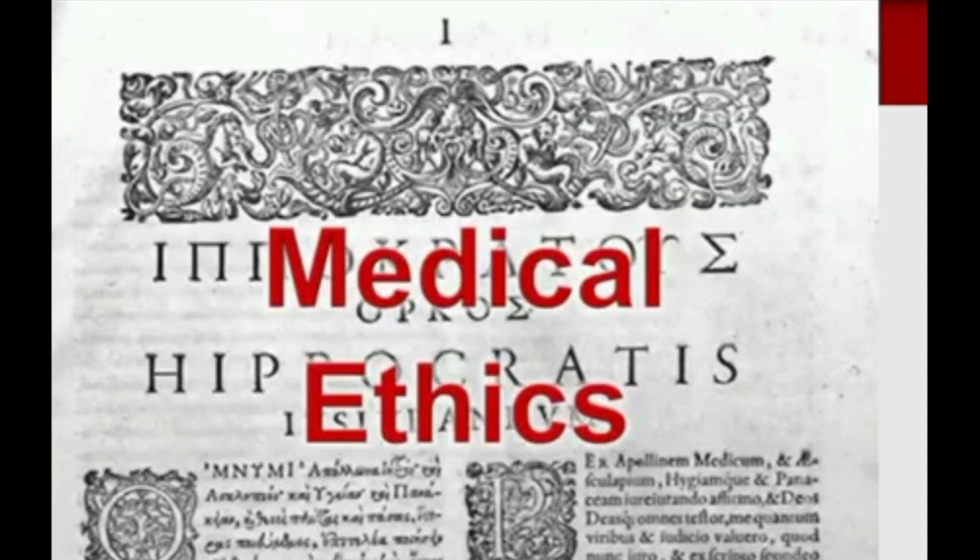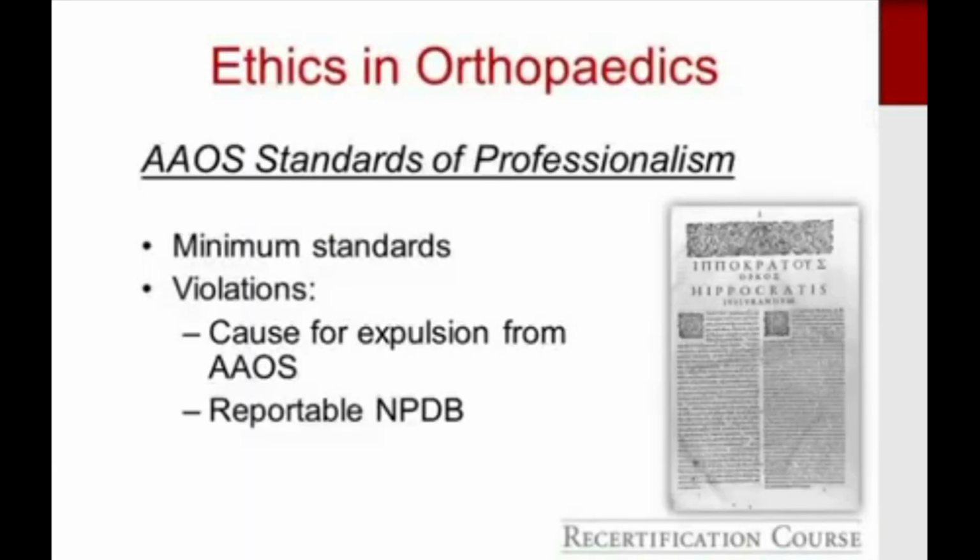Medical ethics. So ethics in orthopedics are important, and this actually shows up in the test from time to time. The AAOS standards of professionalism are the minimum standards by which orthopedic surgeons are judged when it comes to ethics. Violations of the AAOS standards of professionalism may lead to expulsion from the academy, and is also reportable to the National Practitioner Data Bank.